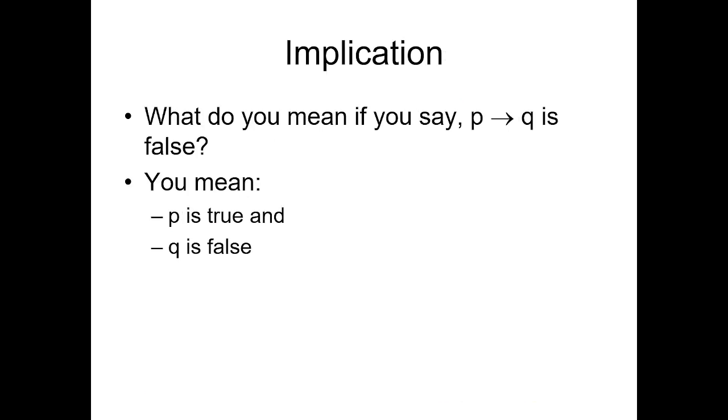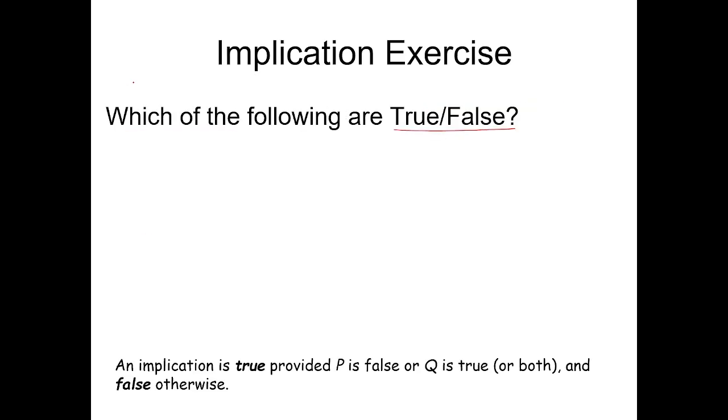What do you mean if you say P implies Q is false? You mean when P is true and Q is false. That's the only case when this is false. Which of the following are true or false?